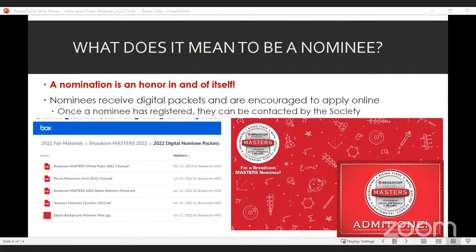As a nominee, your fair should have sent you a certificate and digital packet full of information about the program and how to apply. In it, you will find the Broadcom Masters official rules, parent permission form, nominee packet, a materials checklist, and a digital background. If you did not receive this, please email us at masters@societyforscience.org and we'll send you the link.